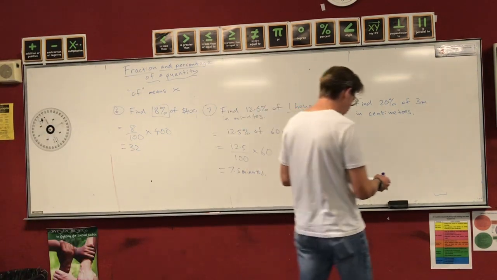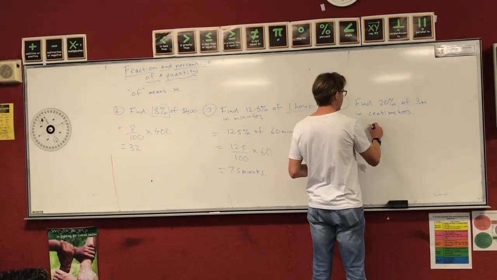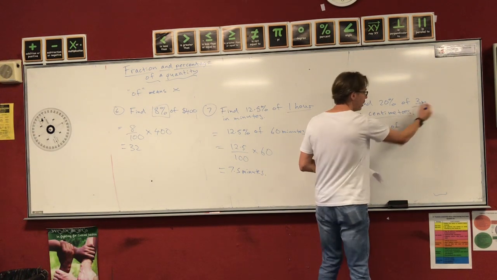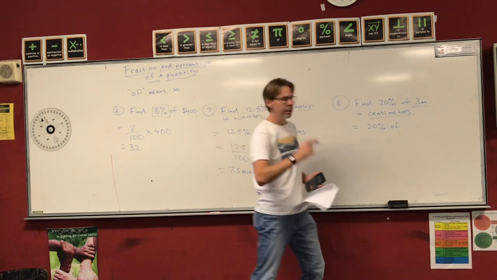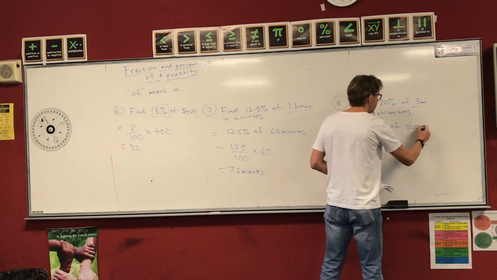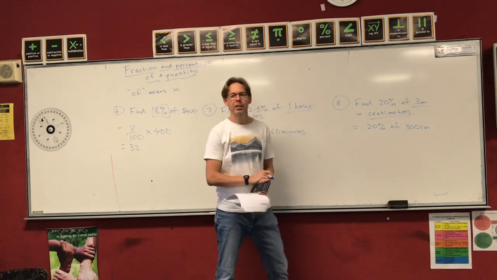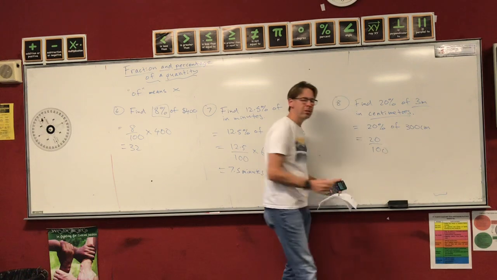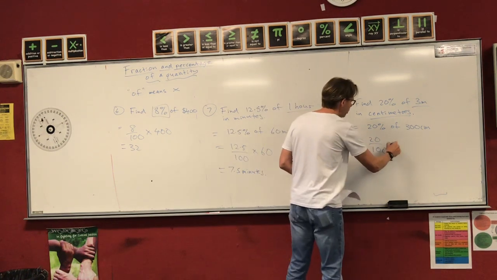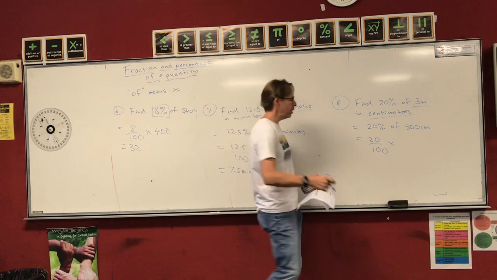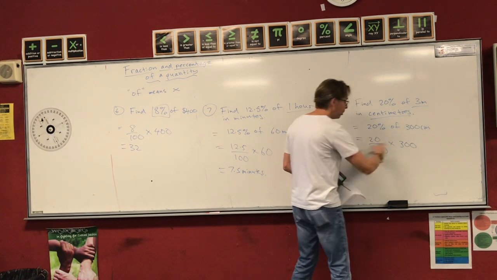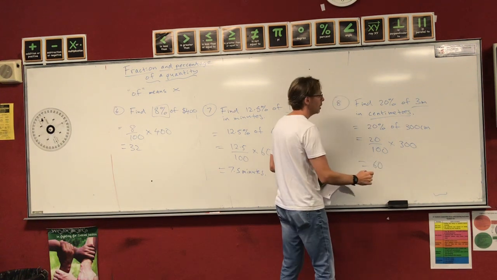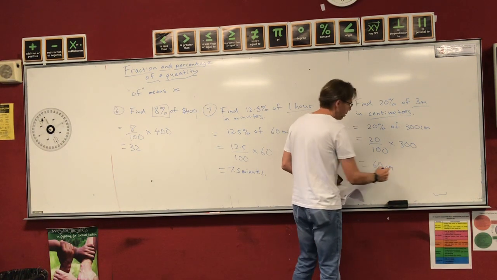Alright, now, what do we have here? I'm going to find 20% of, well, I've got to have centimetres here. So how many centimetres in a metre? 100, so 300 centimetres, there we go. Alright, so 20 over 100, that's what percent means, over 100. Of means times, and then 300. Right, put that whole thing into your calculator. You should get 60, and then centimetres.